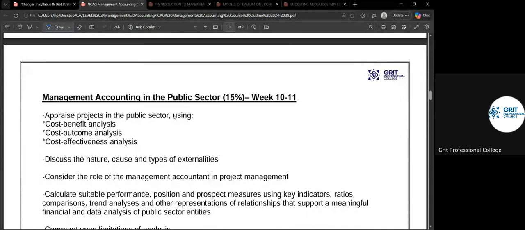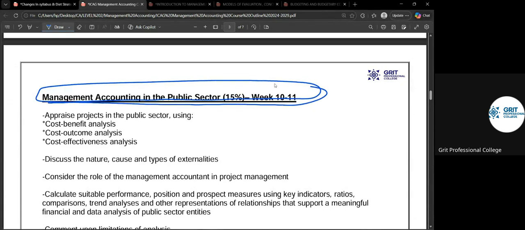And then we come to one of the new additions I spoke about. When it comes to the public sector, the examiner is saying that he's going to test you on a number of things for 15 marks. And I said that is the project appraisal in the public sector. So how do you appraise projects in the public sector? Using cost benefit analysis, cost outcome analysis, and last night, I hope you can remember this, cost effectiveness analysis.